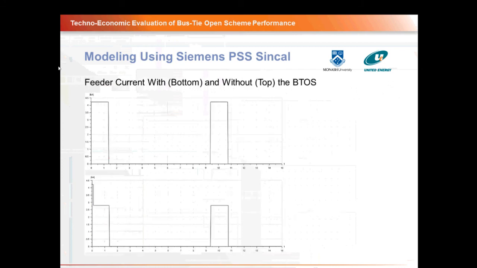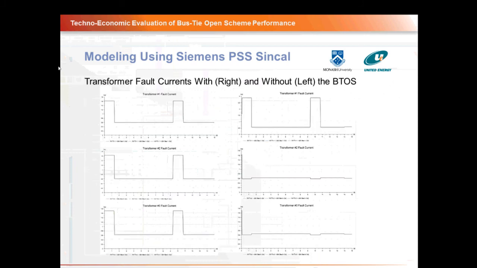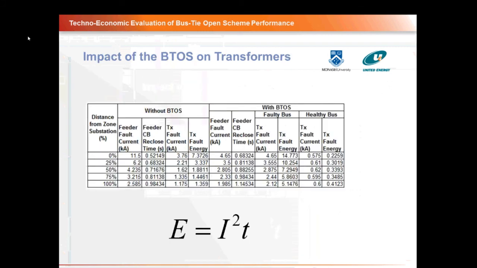If we look at the feeder fault currents with and without the bus tie open scheme, we can see that the feeder fault current is greatly reduced with the bus tie open scheme. Now, if we look at the transformer fault currents, we can see that the transformer fault current is higher in the faulty bus with the bus tie open scheme. However, on the other two buses, the fault current has reduced. When the bus tie open scheme operates, the fault current in a transformer increases, and this lasts for a longer period of time due to the inverse time properties of the feeder circuit breaker. This is the major drawback of the bus tie open scheme.